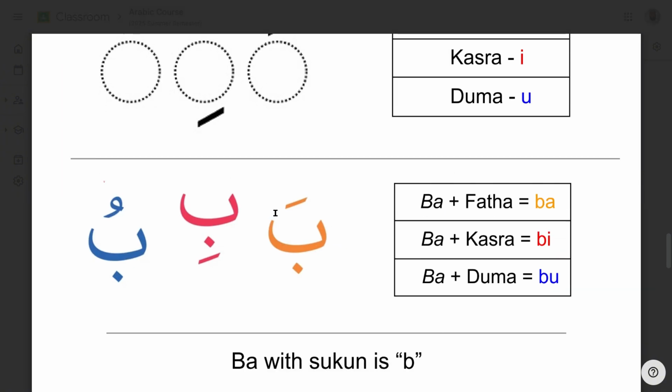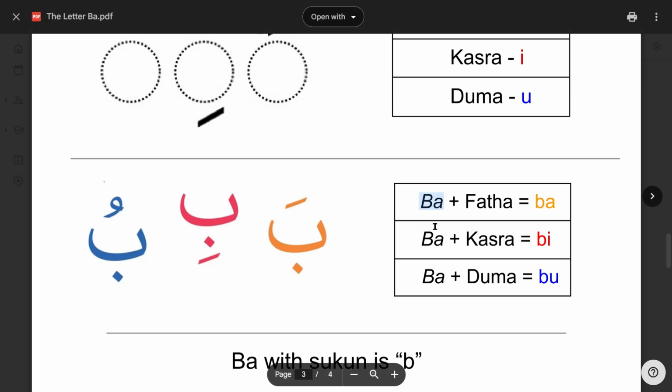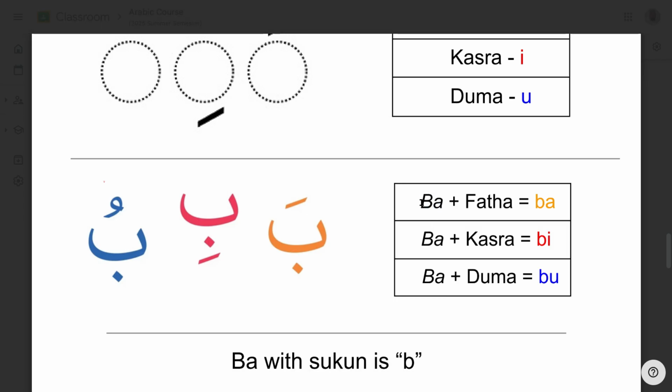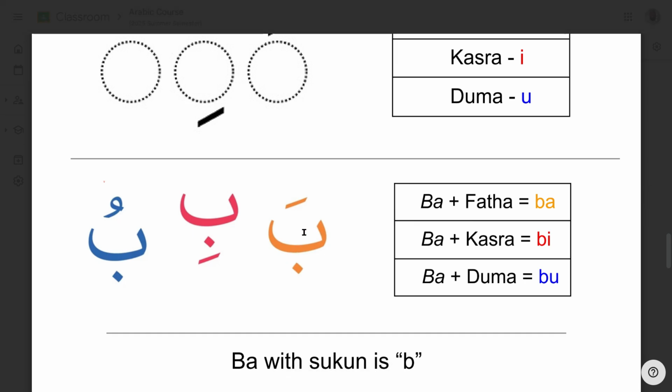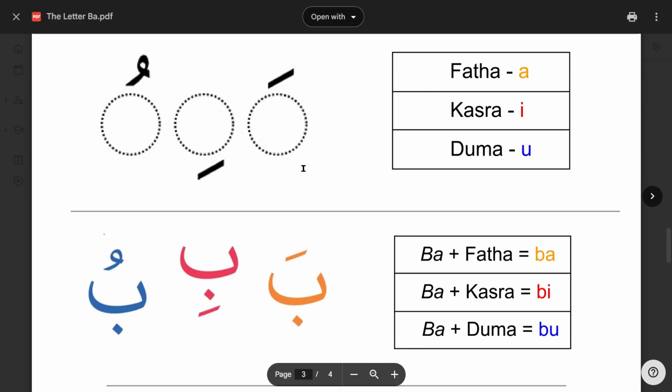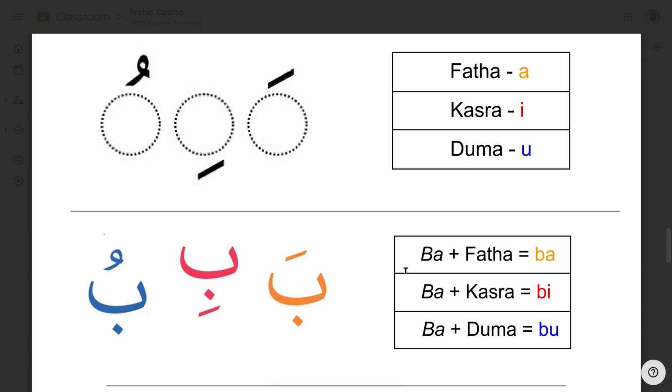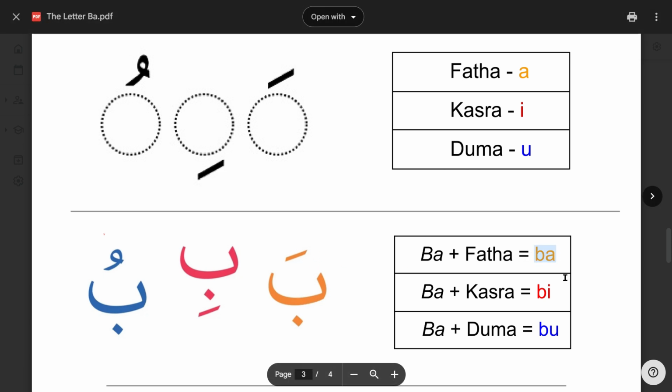So remember I was saying the letter ba, that's the name of the letter. What sound does it make? It makes the B sound. It's just the B by itself. So when you put a dash on top of the ba, now you read B and A. This is the B, this is an A. You read it as ba.